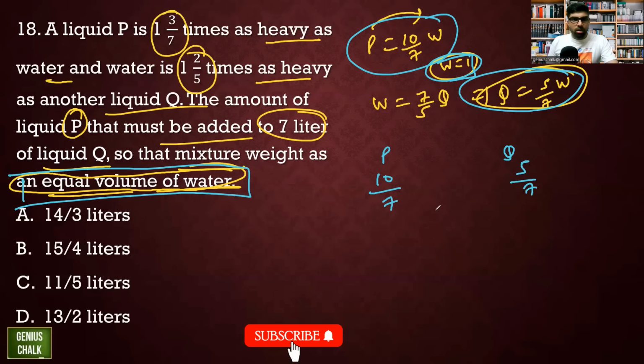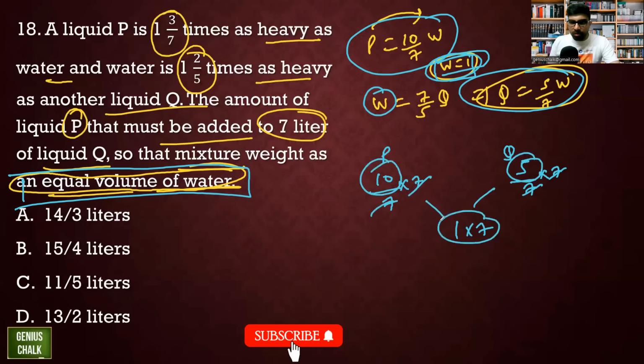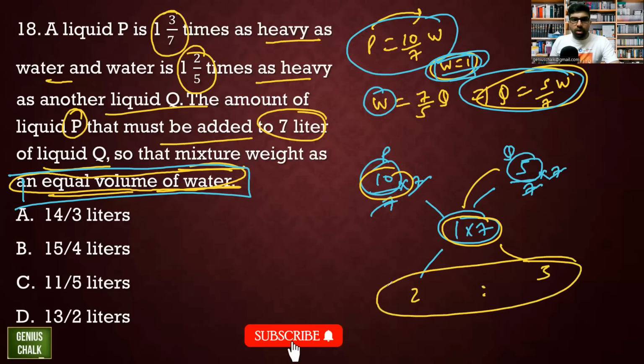Overall, the amount of liquid P that must be added to 7 liter of liquid Q so that mixture weighs as an equal volume of water. So equal volume means 1, because water is same. Let's say the minimum value is 1. So in order to cancel these denominators, I have to multiply by 7. So this has to be 10, this has to be 5, this has to be 7. So now you can find the respective ratio. This 7, this 10. So overall its difference is 3. 7 and 5 is 2. So 2:3 is the ratio.